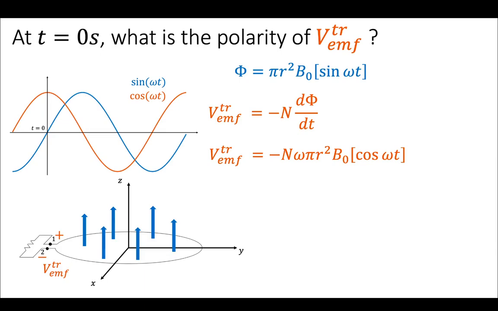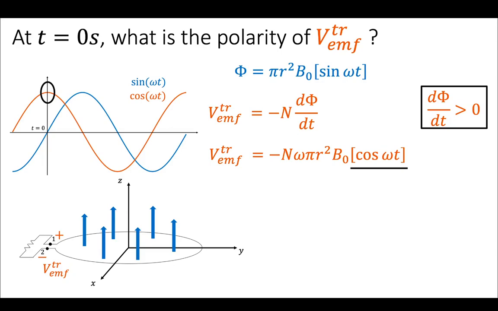Now, if we want to know at time equals 0, we should look at the sine omega t and the cosine omega t, and we should think about what the polarity is going to be. And so at time equals 0, let's look at the transformer voltage. So if we look at time equals 0, we are on the red curve, which is cosine, and we know that cosine of 0 is going to be 1.